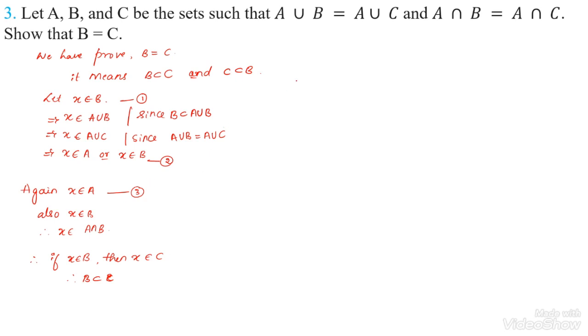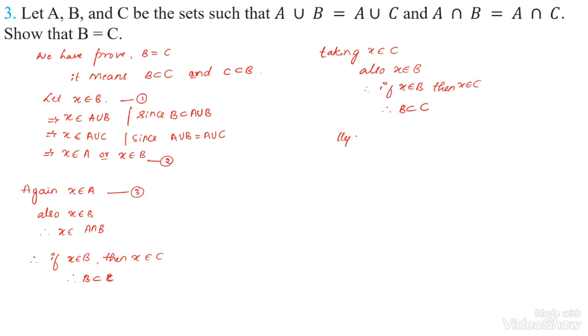Now again taking an element X which belongs to C, the element X also belongs to set B only. Then if X belongs to B, then X belongs to C. Therefore, X belongs to B means X also belongs to C only. Again also B is the subset of C.